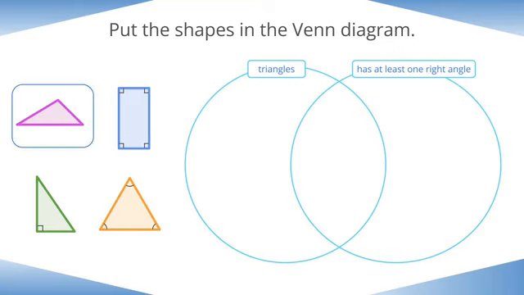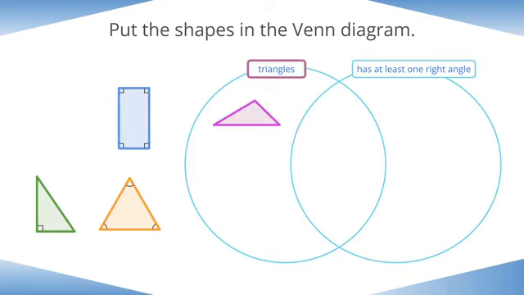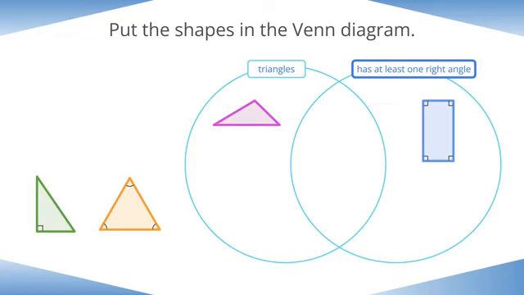Let's start with this purple triangle. We know for sure it's a triangle, but I don't see any angle markings that would indicate a right angle. So I think this triangle can go in the left circle, but not where the circles overlap. Next, let's look at the blue rectangle. We know for sure it's not a triangle, and as you can see by the angle markings, it has at least one right angle. So this rectangle can go in the right circle, but not where the circles overlap.